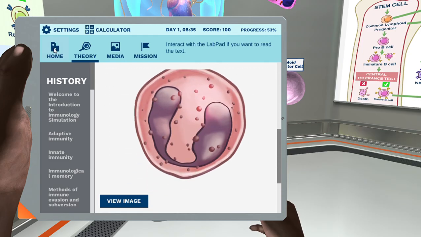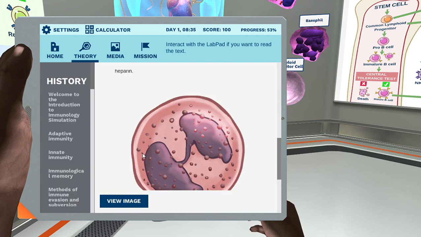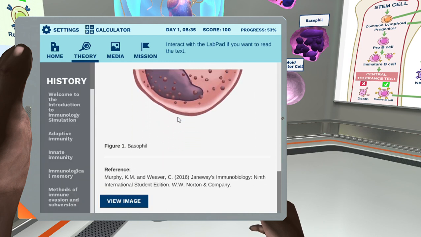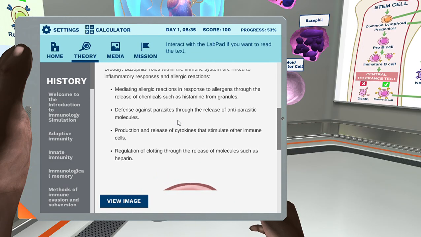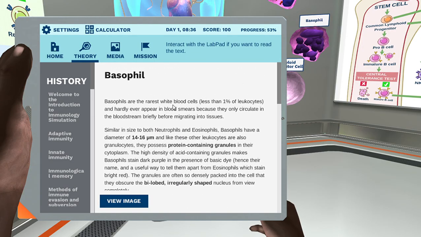You can spot them in stained blood tests due to their granules. Basophils are very easy to spot. Their large, heavy granules of histamine and heparin are so numerous they make it hard to see the nucleus. It looks like someone filled a cell with grapes.